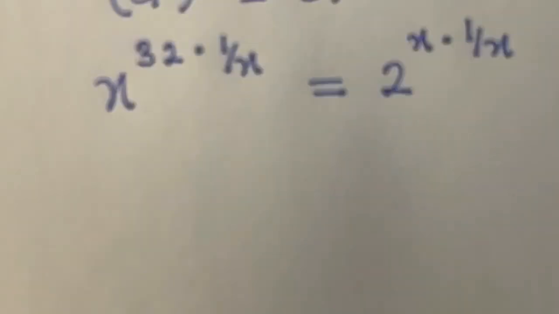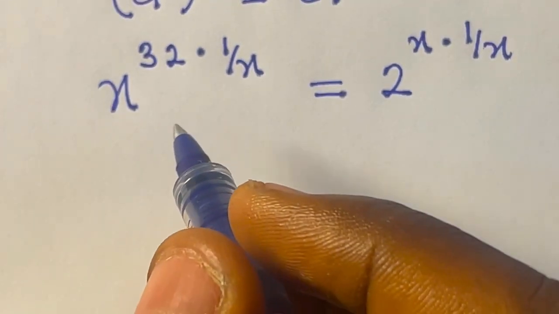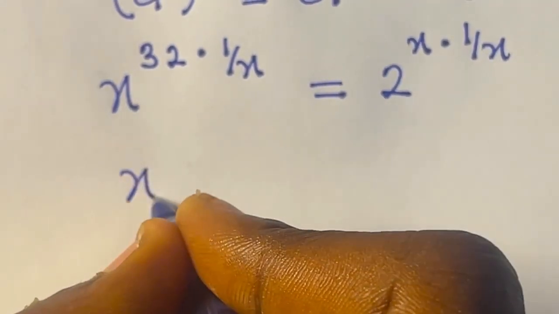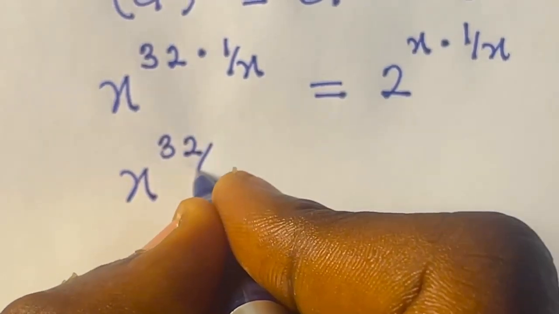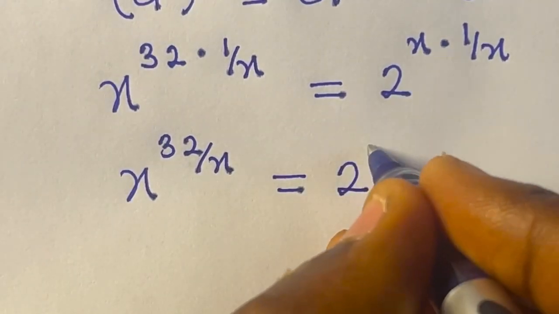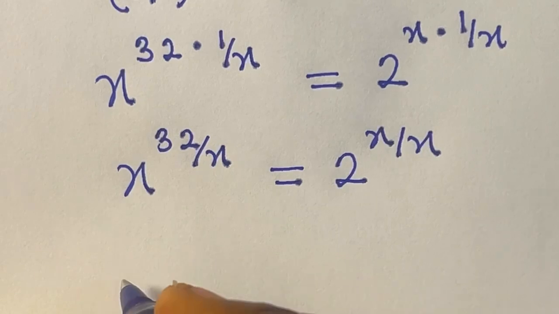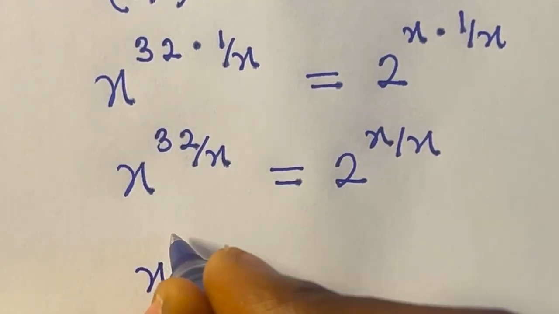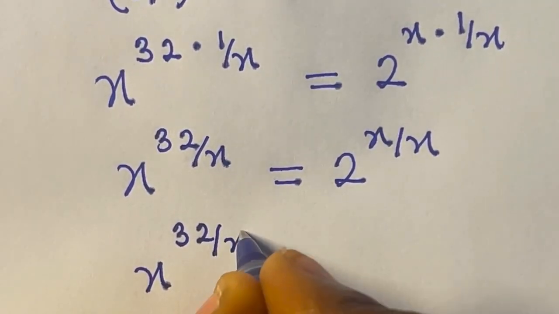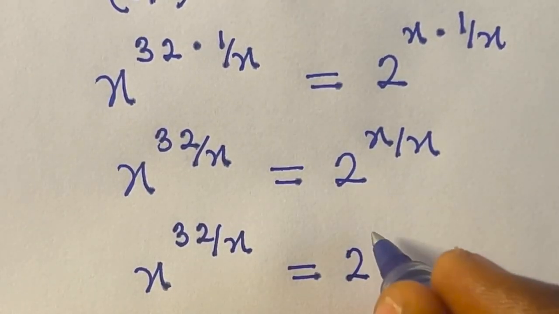All right. So from here now, we are going to have x raised to power 32 divided by x, equals 2 raised to power x divided by x. Now x divided by x will give us 1.